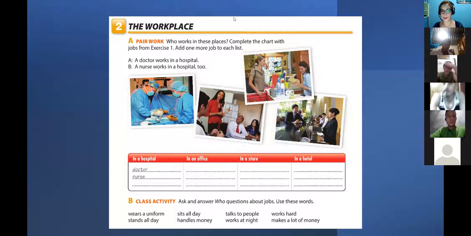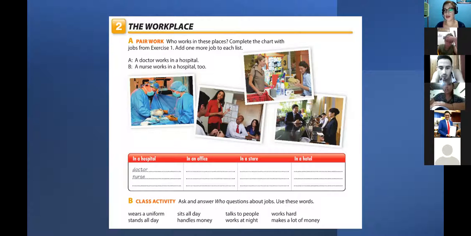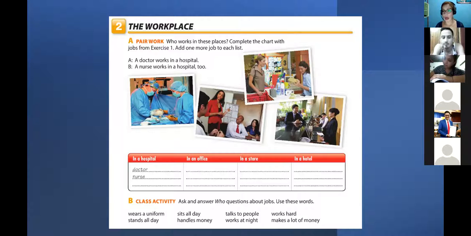Okay, in a store. Who works in the store? A salesperson. Okay. Any other idea? A cashier. A security guard. Any other? A supervisor. Yes, of course, a supervisor. A store manager.